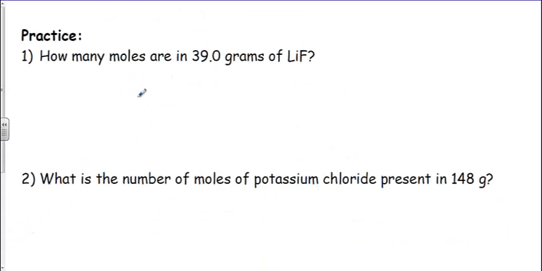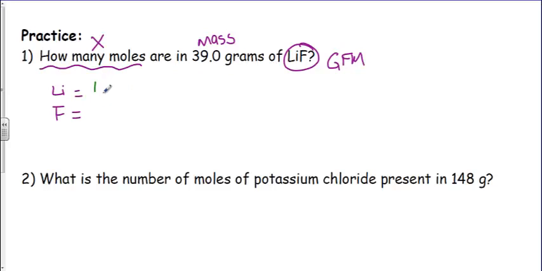All right, so let's do some practice. How many moles? So this is what we are looking for, okay? So that's the X, or the unknown. And we are given the mass. And here's our formula. Lithium fluoride. So we need to find the GFM of this. Lithium has a mass of 6.94 grams, and fluorine has a mass of 18.998 grams. We're going to add that up to give us our GFM. So that is 25.938.